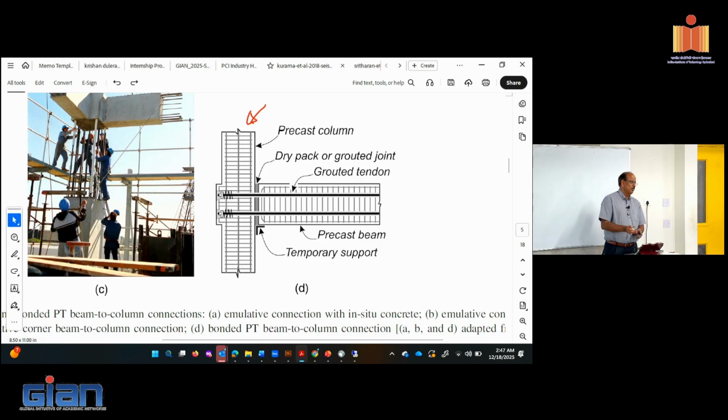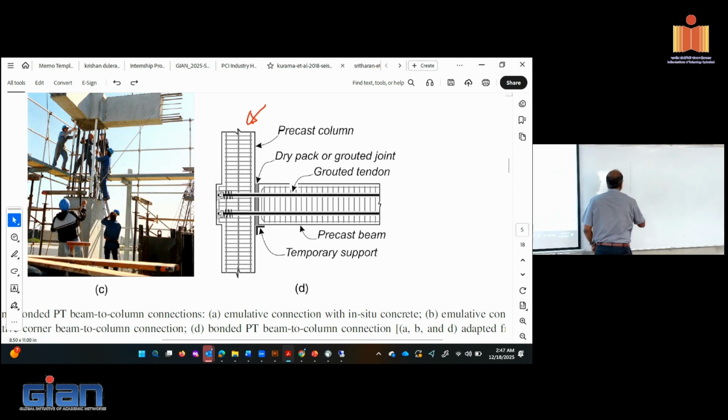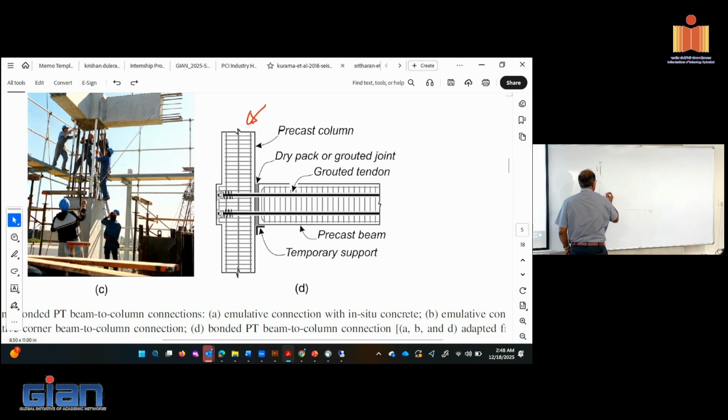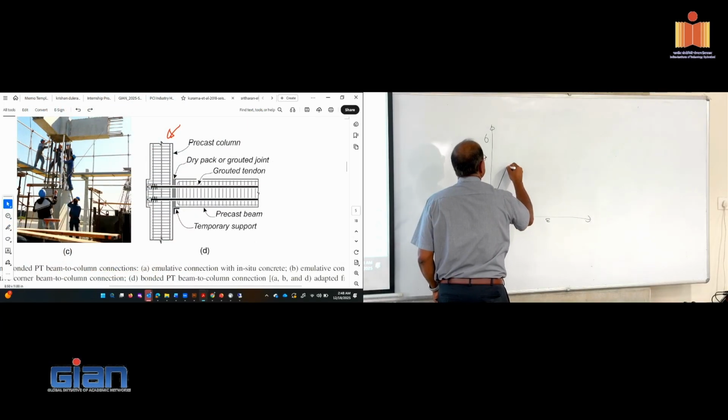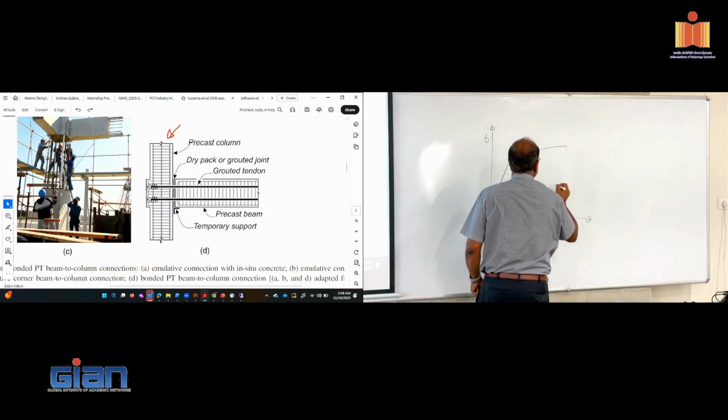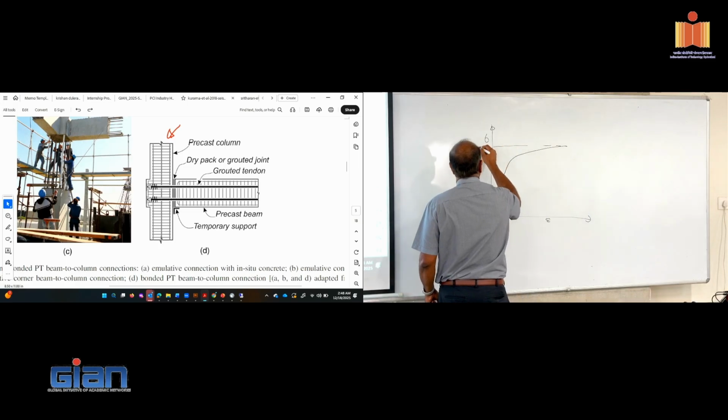So this is something you want to start thinking about when it comes to post tensioning, and we discussed this quite a bit yesterday. So if you look at stress versus strain of a post tension strand, let's say this is the shape. So this is something like 1860 megapascal.